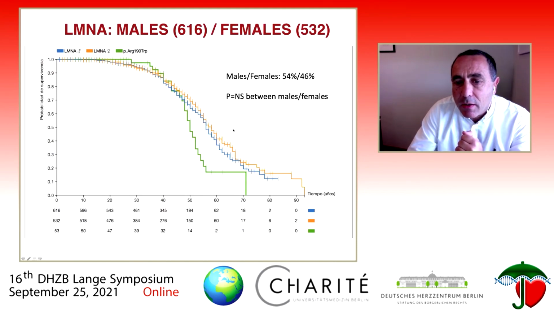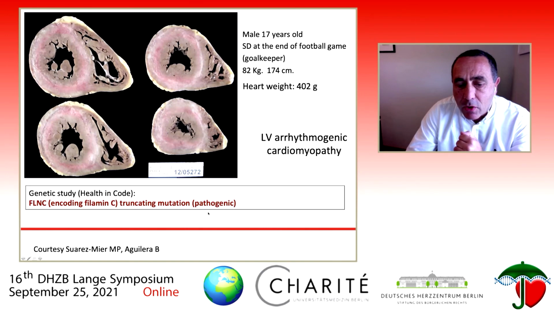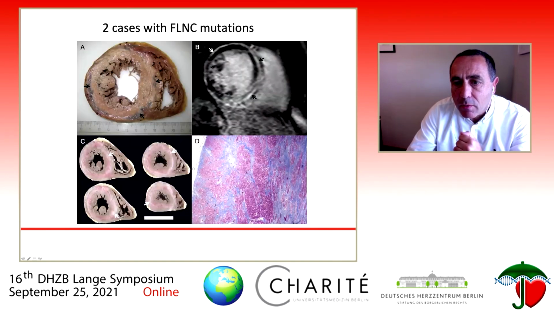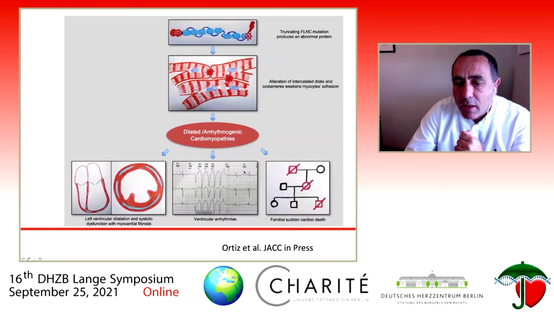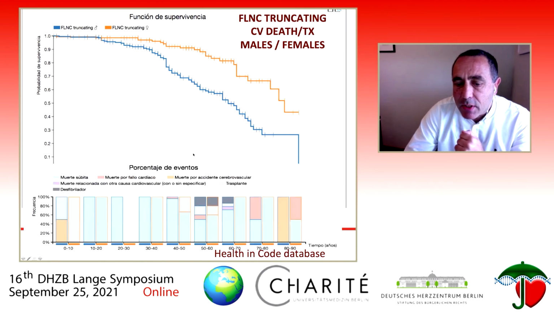So we have males and females. They are similar. And if you see truncating filamin C mutation causing this arrhythmogenic phenotype, encoded by filamin C, with this MRI, and there are a lot of arrhythmias and sudden death, if you compare males and females, they are completely different. Females, young females, have very low risk, and males have a high risk. Sudden death, all of them.